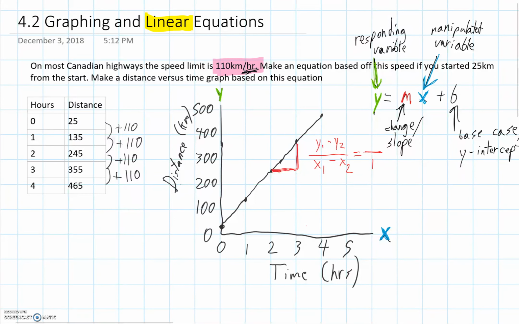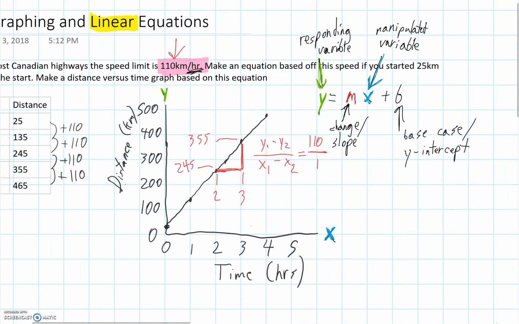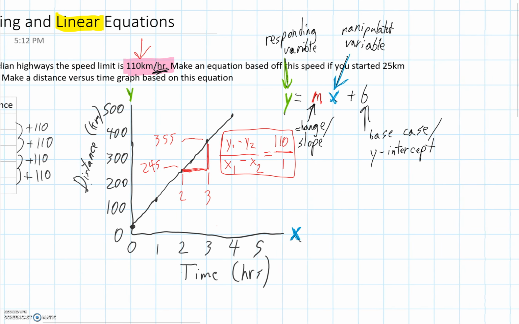And how far did they go in an hour? Well, it's the difference between 355 and 245, which we know already is 110, right? Based off of this one. So this 110 is our change, right? That's every hour. How much do we change? 110. But this is the formula for slope, and that's mathematically what we can look at. So hopefully that one makes sense.